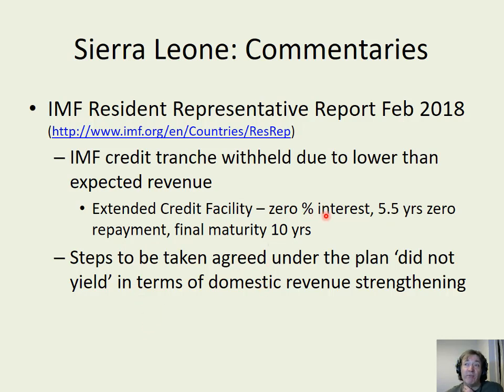So it would have been quite attractive: 0% interest, no repayments, 10 years to maturity at a low rate of interest. So the steps to be taken didn't seem to be working. So that was a blow.